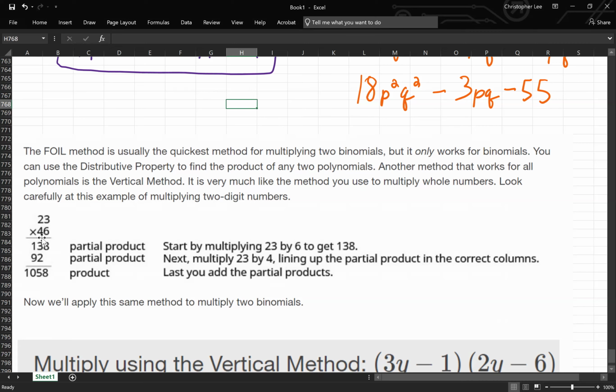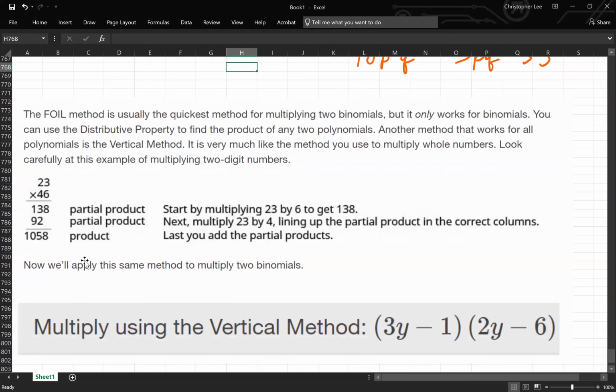Say I had the number 46 times 23. We all know how we would do this. 6 times 3 is 18. So we write down the 8, 1 up here. 6 times 2 is 12, plus 1, 13. So 138. Then an imaginary 0. Then you do 4 times 3 is 12, 2, 1 up. 4 times 2 is 8, plus 1, 9. And then you add these together and you get 1,058. Partial product plus partial product equals the product. We all know how to do that.